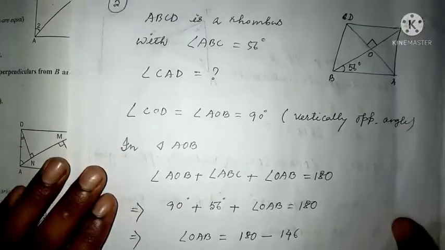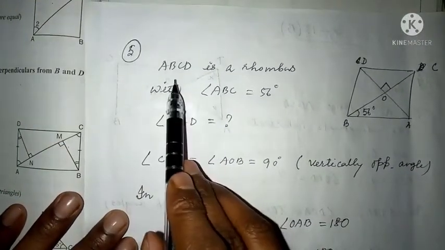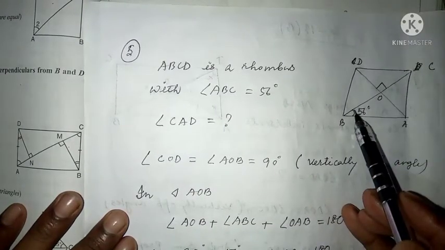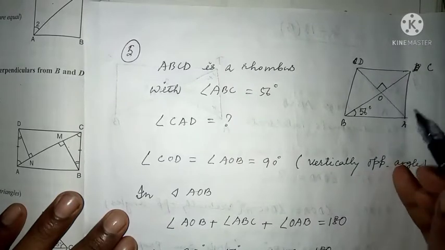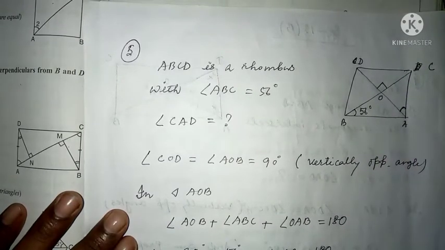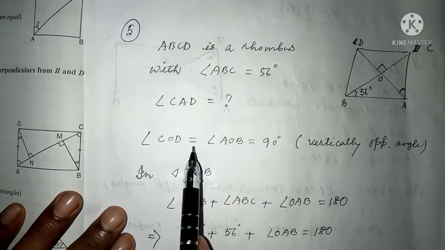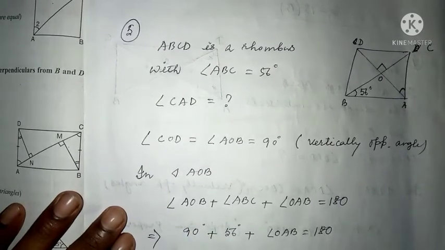This is also very simple. ABCD is a rhombus with ABC equal to 56 degrees. ABC is this angle, 56 degrees. We need to find CAD, that means we need to find this angle. Then see how to start. First of all, we'll see the hints which are given to us. In geometry, first of all you must learn how to create links with your hints to find the answer. These are the hints given to us, and you need to learn how to apply them to find the answer. This is very simple.